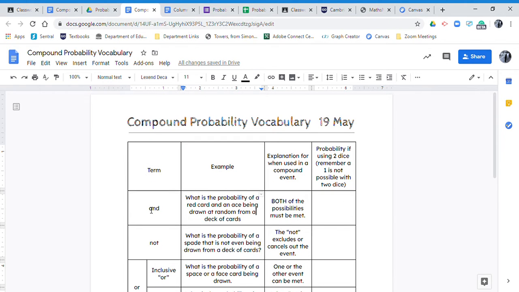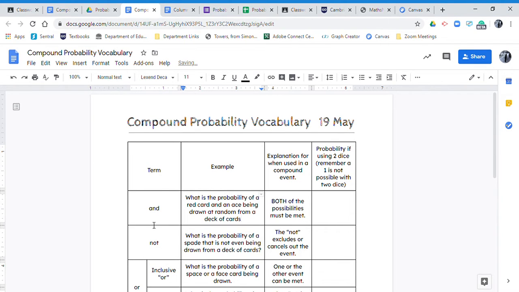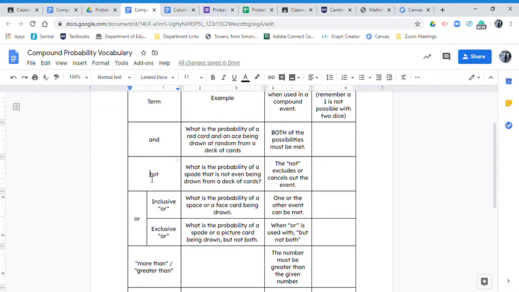So number one, and this caused a lot of discussion. With "and", when you see "and", both the possibilities must be met. What's the probability of a red card and an ace being drawn at random? The card must be both red and an ace. For a deck of cards, there are only 2 red aces, so it'd be 2 out of 52, or 1 out of 26 if you want to write that properly. So for that example, both criteria must be met with an "and". "Not" cancels out one of the possibilities.